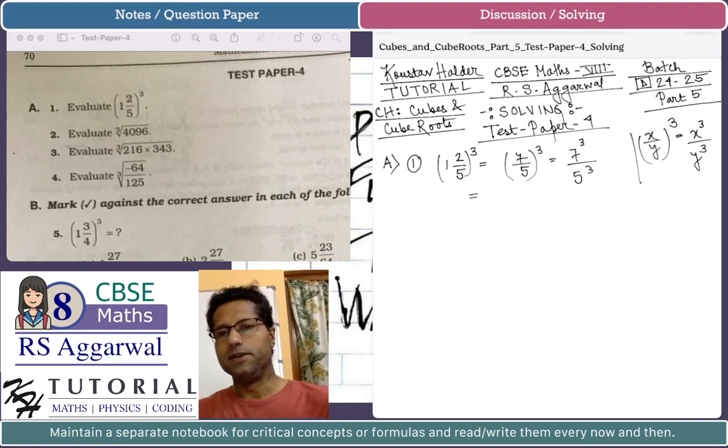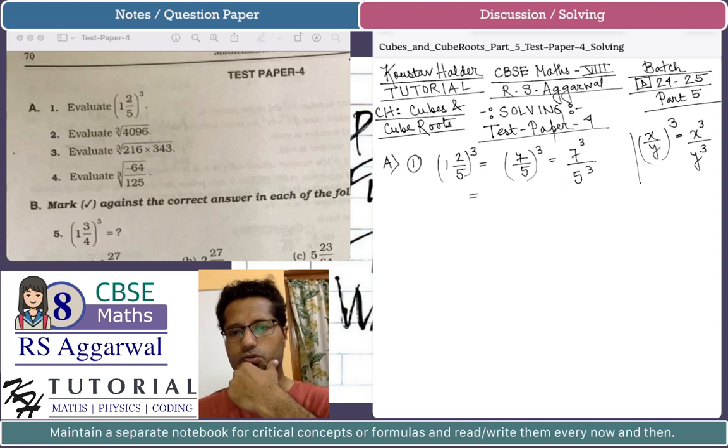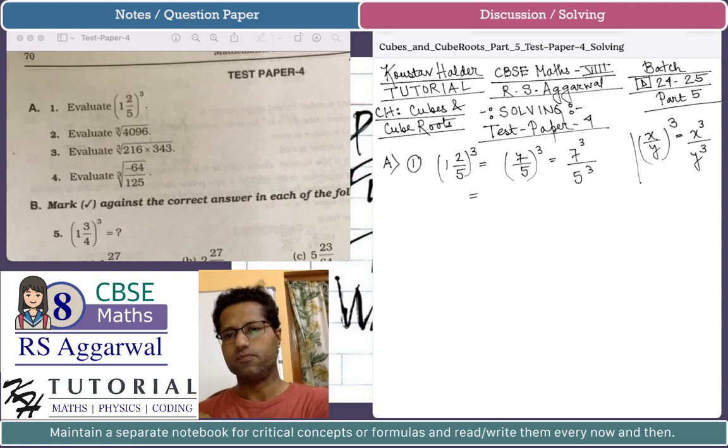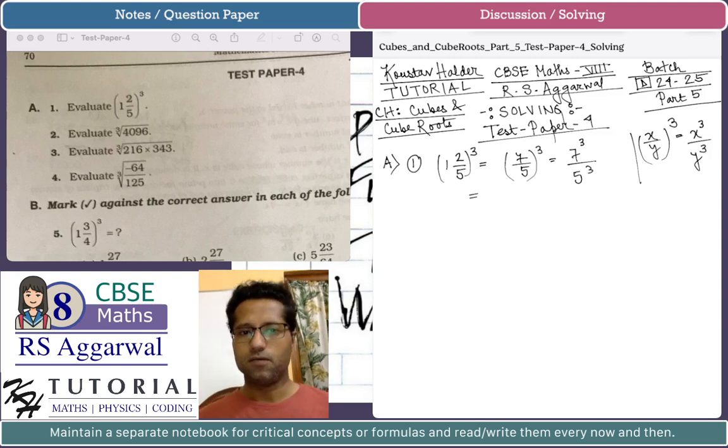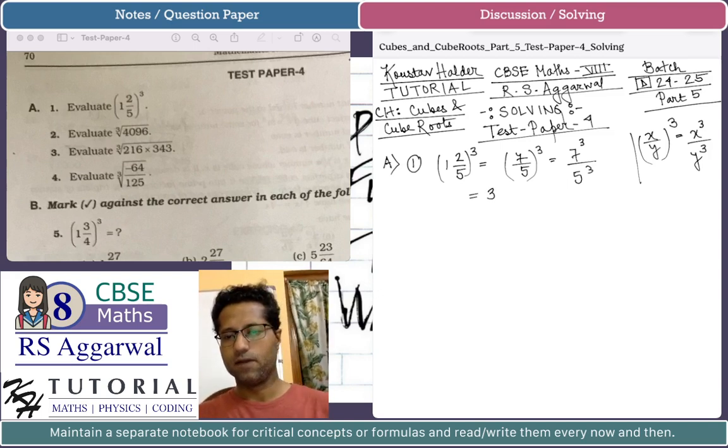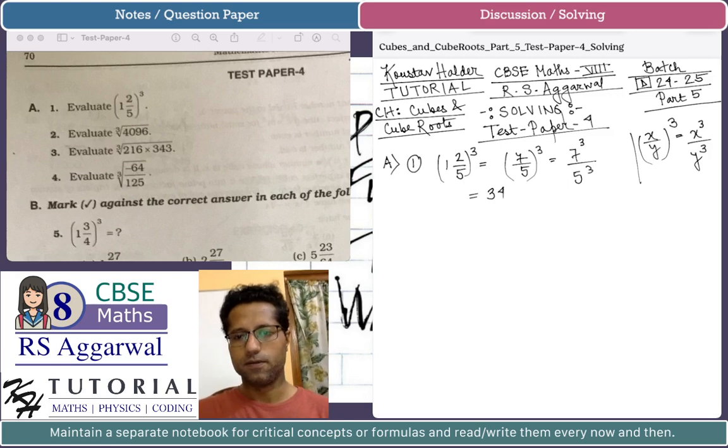It is highly recommended that you know the squares and cubes of all the single digit numbers as well as a few double digit numbers like 11, 12, 13, 14 up to 15 or 16, since these numbers will be widely used in the given problems. Now 7 cube, if I am not mistaken, is 343, and 5 cube is 125.